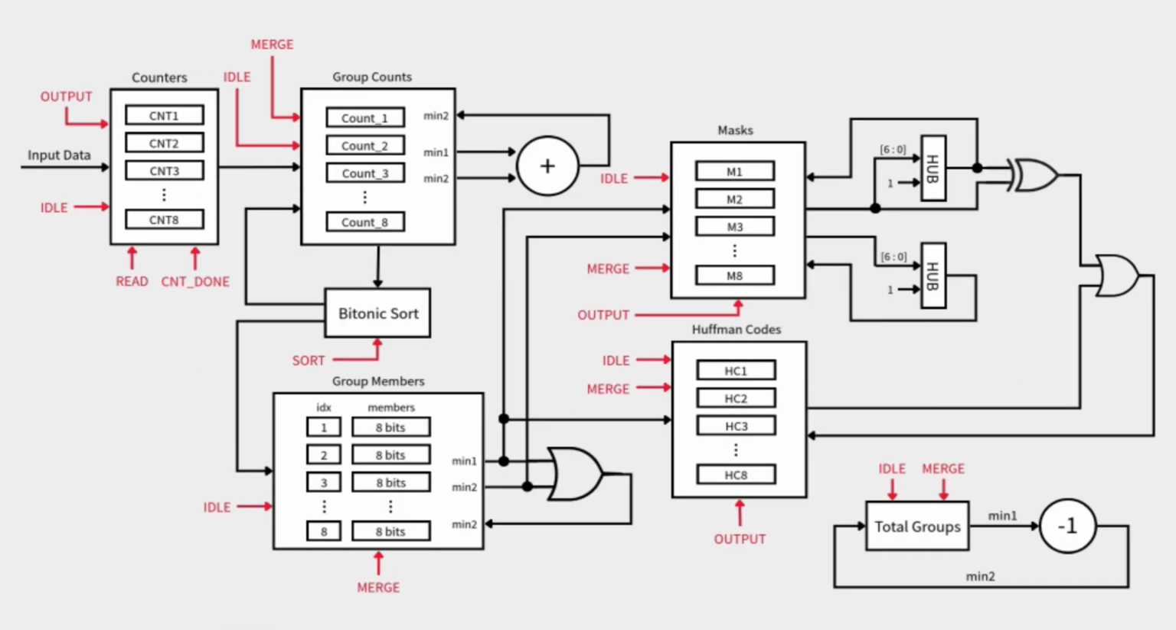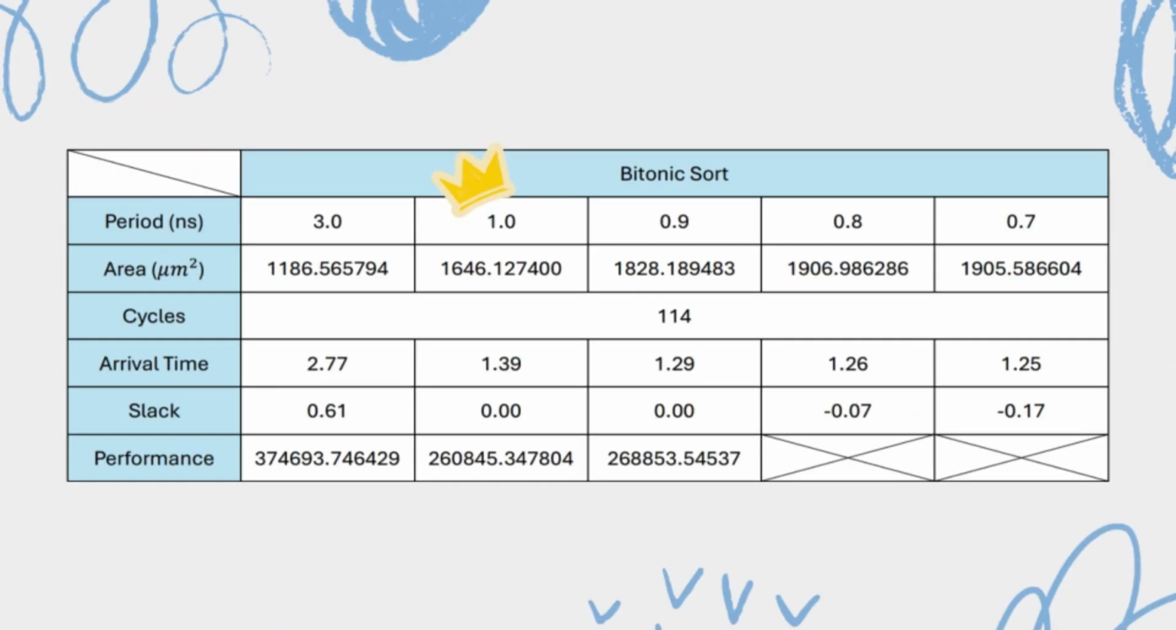In terms of hardware structure, the design is almost identical to the previous one. The only difference is that the odd-even sorter is replaced by a Bitonic sorter. From the synthesis results, we can clearly see that Bitonic sort has a fixed number of cycles regardless of the input pattern, which successfully solves the cycle variation problem of odd-even sort.